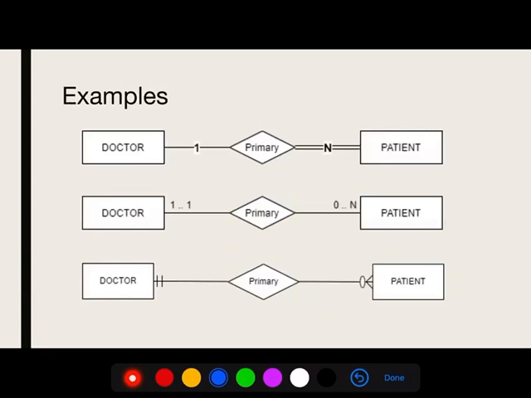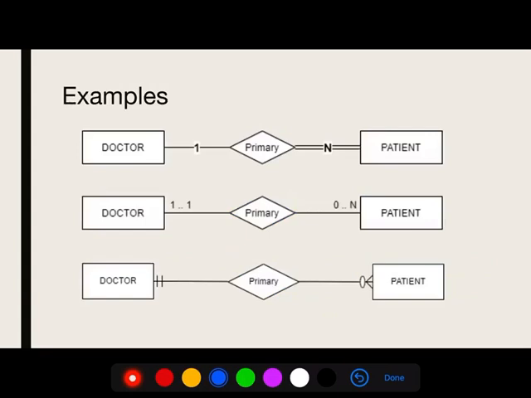So this is an example from our actual scenario where patients must have a primary doctor, but a doctor may or may not have a patient assigned to them as the primary doctor. And they may have many patients assigned to them as primary doctor. So here's how we express the two constraints in different notations.